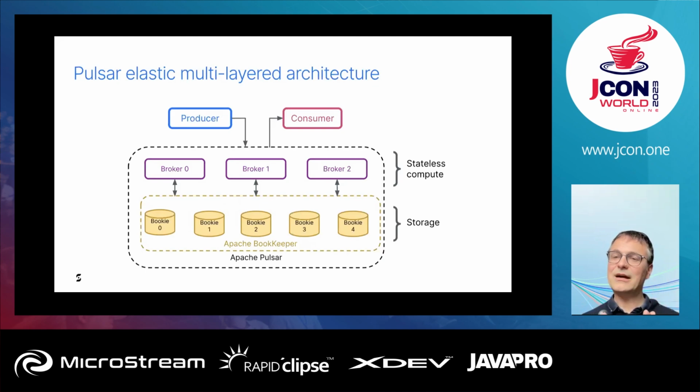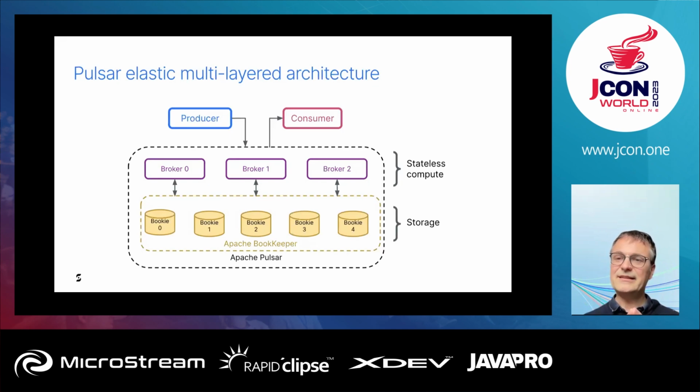The broker nodes are responsible for managing all the communication and the processing of the topics. So they are stateless. They don't store data. So a broker node deletion won't impact the data. In contrast, the bookie nodes are responsible for storage. They have state, right? They store your messages. And the bookies are Apache BookKeeper nodes.